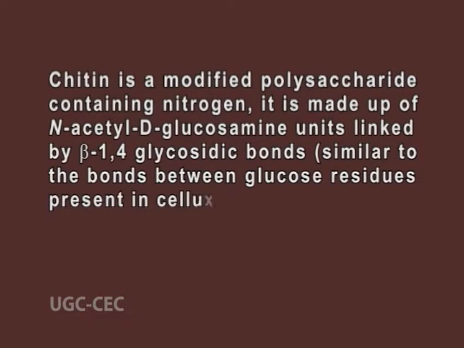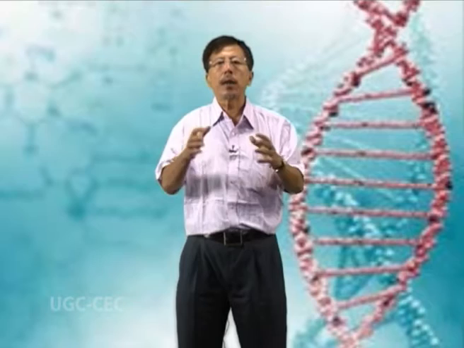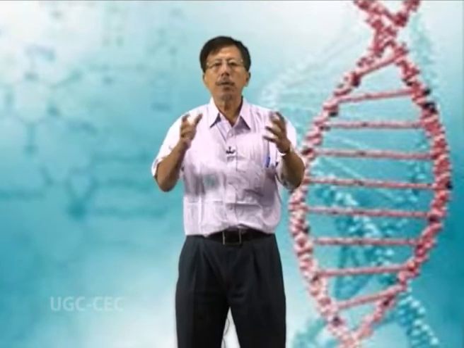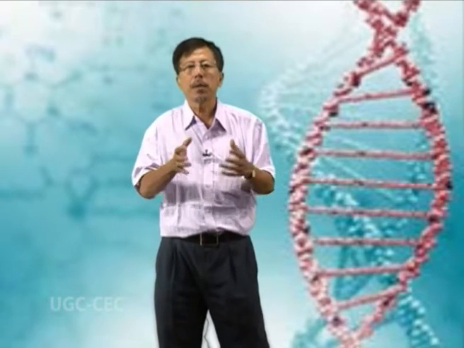It is made up of N-acetyl D-glucosamine units linked by beta-1,4 glycosidic bonds, similar to the bonds between glucose residues present in cellulose. So, chitin may be considered as cellulose in which one hydroxyl group on each monomer is replaced by an acetylamine group. This chemical modification allows increased hydrogen bonding between adjacent chitin chains, rendering enhanced strength to the chitin polymer matrix.